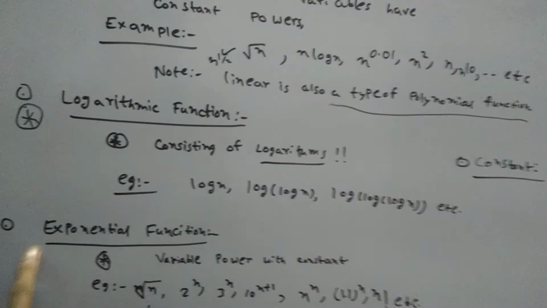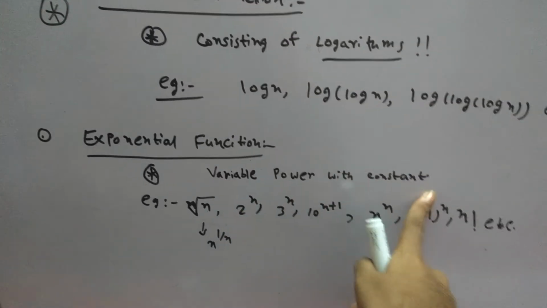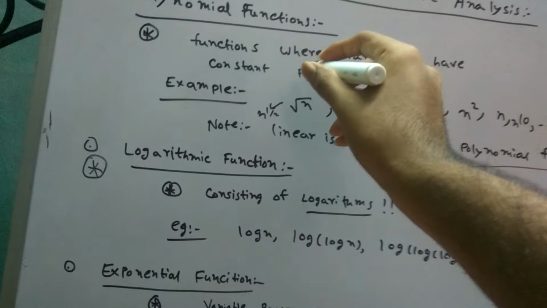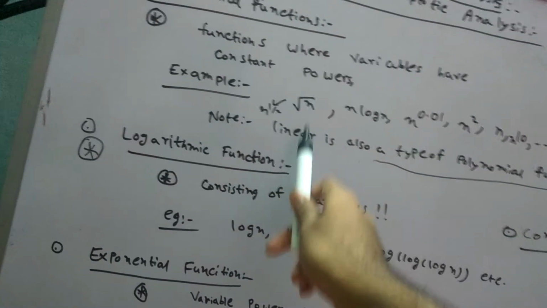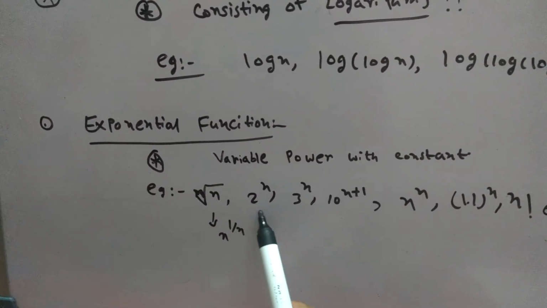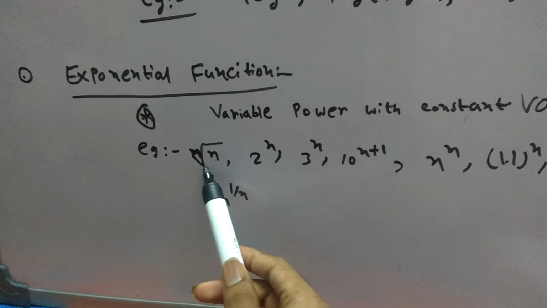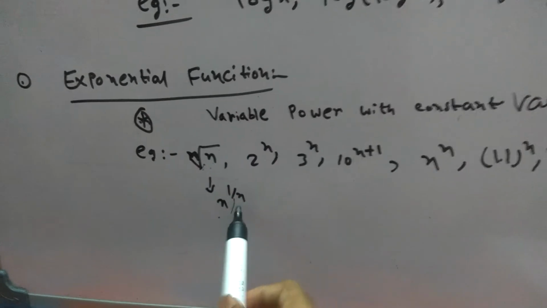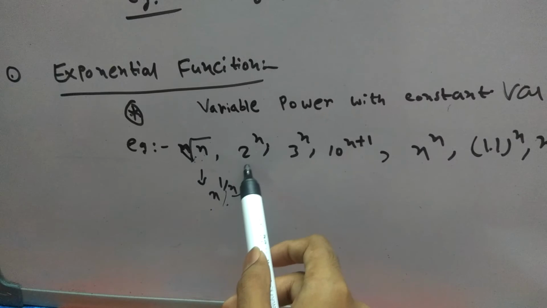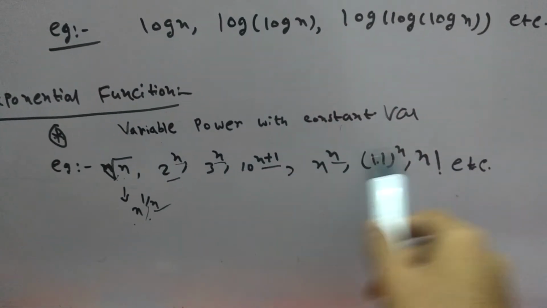Next come exponential functions. What does an exponential function mean? A variable power with a constant. The difference between the polynomial function and the exponential function is that there we had a variable and its power was constant. Here it's just the opposite. We have a constant and the power is variable. For example, the nth root of n, so n to the power 1 by n. The power is variable. Here it is 2 to the power n, so the power is variable. 3 to the power n, the power is variable.